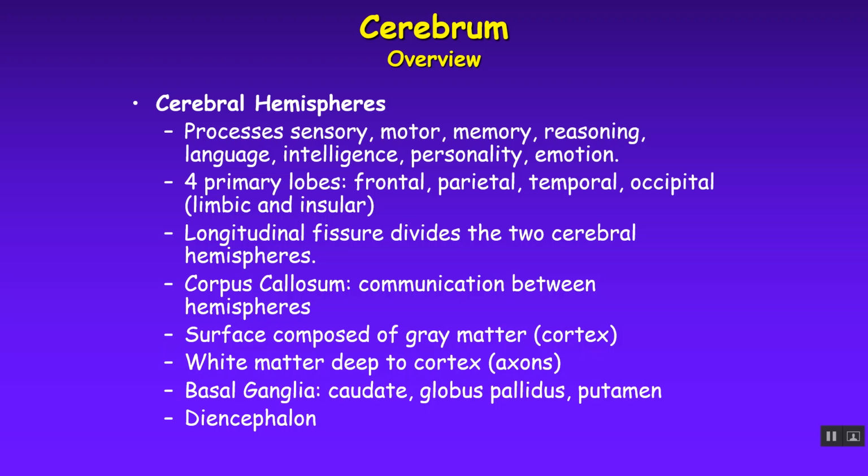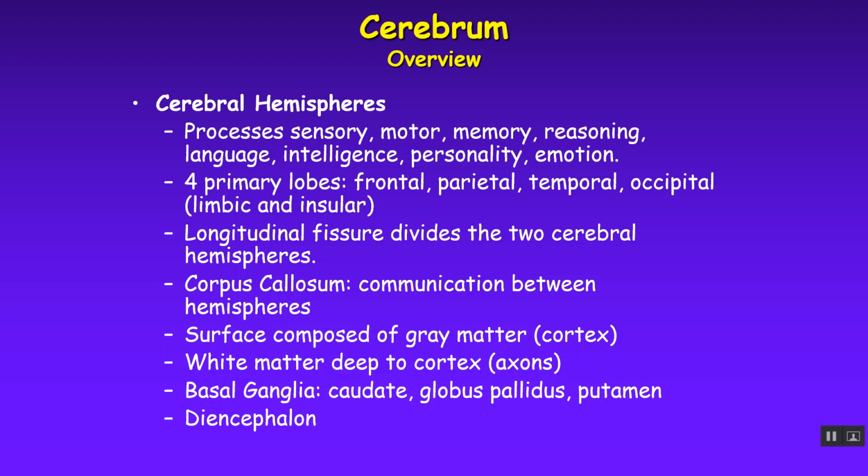Cerebral hemispheres do a lot. They process sensory information. They help create motor signals. You use them for memory, reasoning, language, intelligence, personality, emotion. This is where it all happens, as far as the cerebral hemispheres making you, okay? It has four primary lobes: a frontal, parietal, temporal, and occipital lobe. There's also a fifth lobe that most people don't talk about, although you may see it pop up, called the limbic or insular lobe, and I'll show you where that is in a second on a picture.